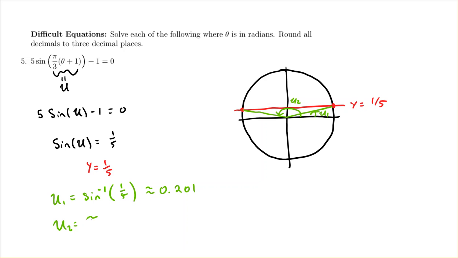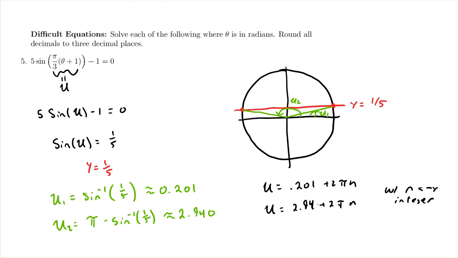And likewise, if I'm looking for u2, based on how the symmetries of the unit circle work, I can say that this is just not quite pi. I need to subtract off that sine inverse of 1/5 from pi to get a value of approximately 2.940. And as in the previous problem, since we're just interested in integer multiples of these values of u to give us solutions, we would write the following and we'd be done.